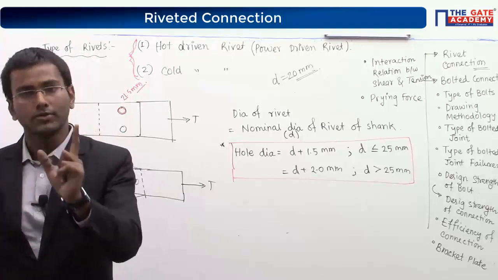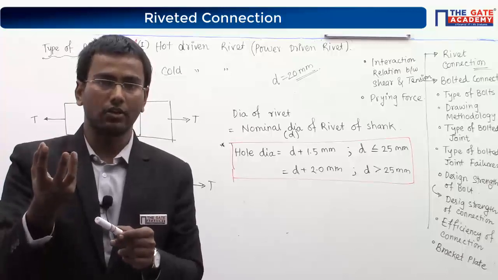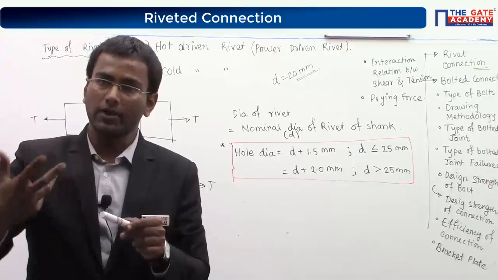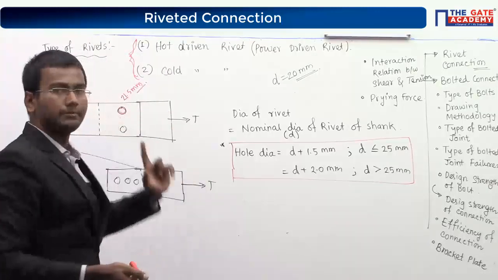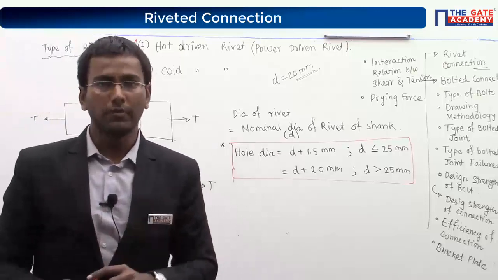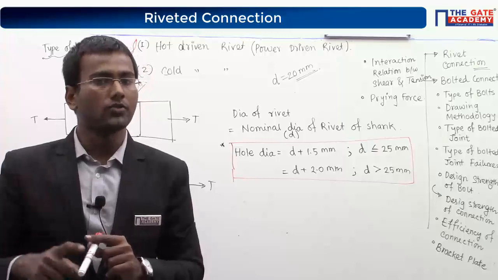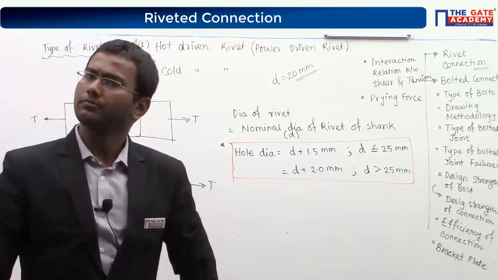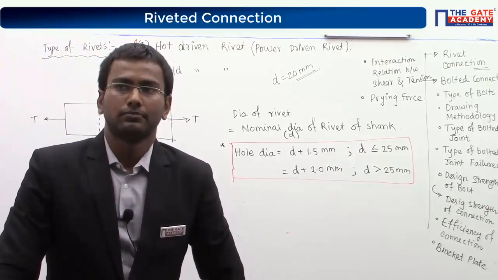Why? Because if you have done the hot temperature condition of the rivet, it means the diameter is actually increased. If the diameter is increased, it will not directly fit in the hole, right? So I have to put more amount of power in the hammering. So that's why it is also known as power driven rivet. Is it clear, everyone? Hot riveting and cold riveting. Okay, good.